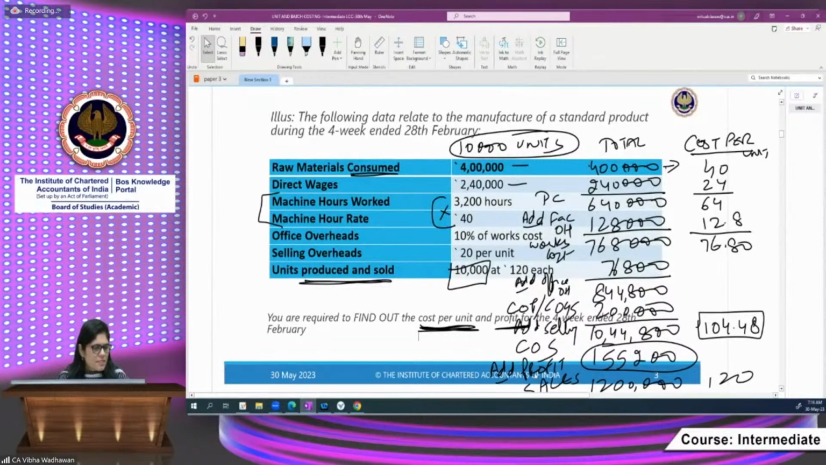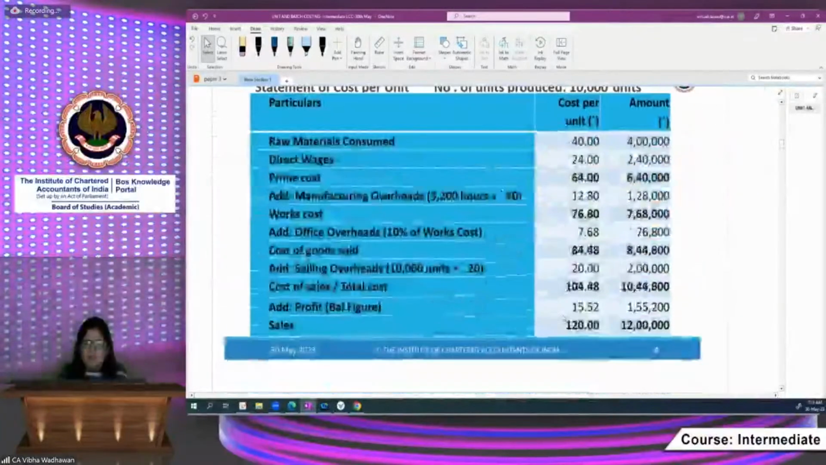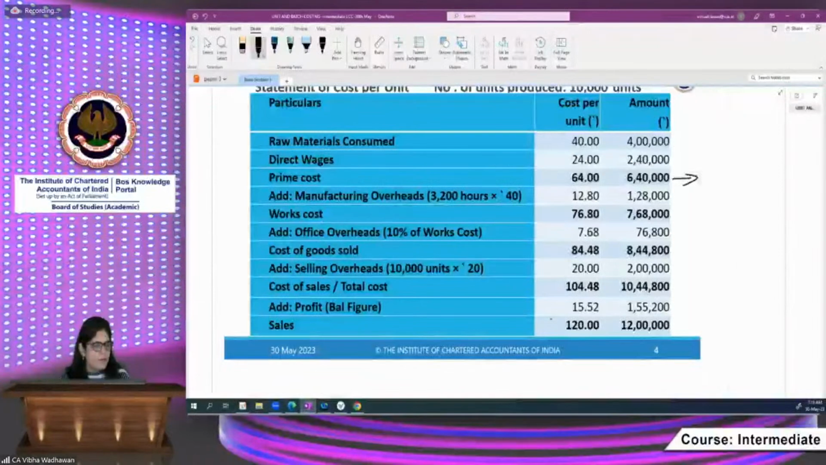Okay. So this is the profit. Yes. And the cost per unit is 104.48. So I hope you must have understood this question, and profit is 155,200. So we have this fair answer. You can just take a note of this answer. You can just have a note, raw material consumed. So this is the prime cost. Then this is the works cost, the second landmark.